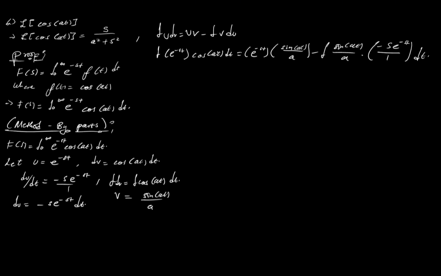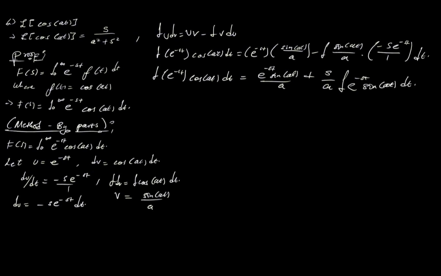Now, if we clean this up, we have the integral of e to the minus st cos of at dt being equal to e to the minus st sine of at over a, and if we pull out all the constants we have here, minus with that minus gives us a plus, s over a. Then we have the integral of e to the minus st sine of at dt.